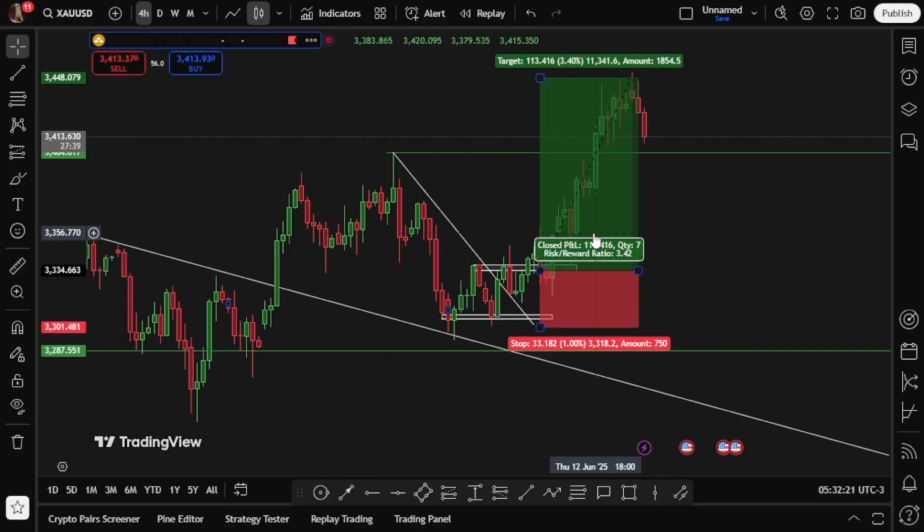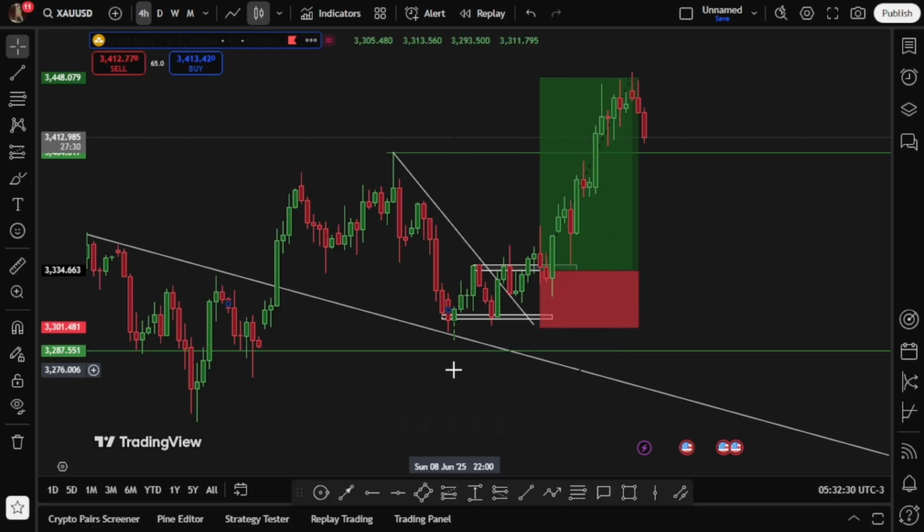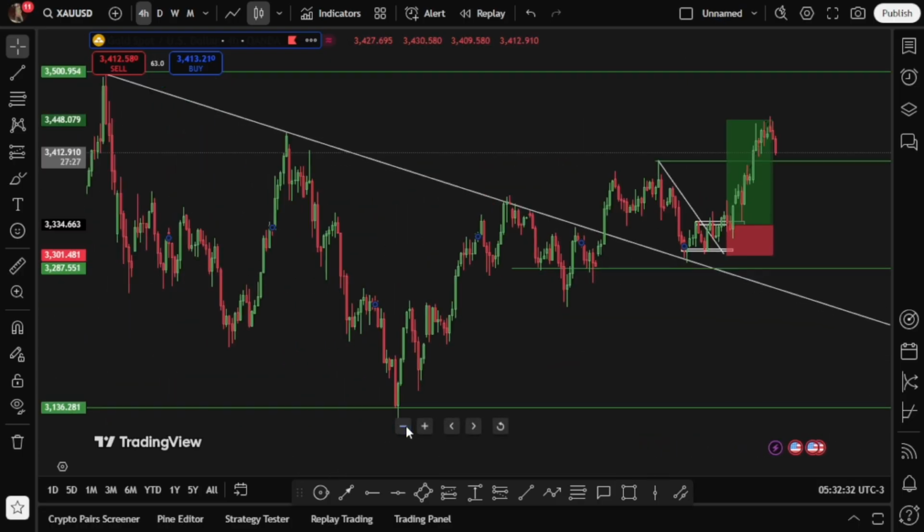This is a big trade for us. This is like a 1:4 trade, guys.